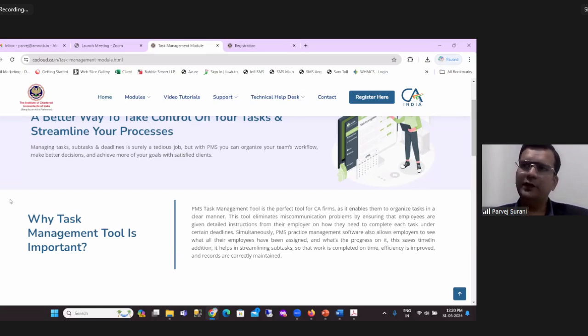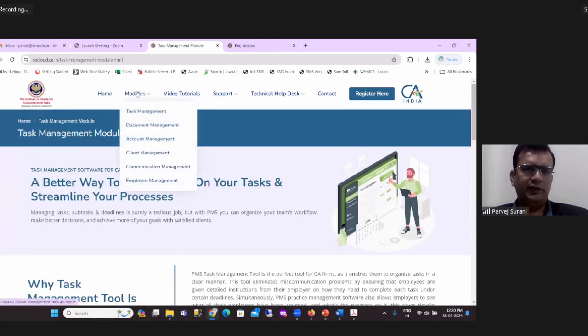Once you have defined it in the PMS system, PMS will automatically start that work and notify you that you have to do this task for these clients. And you can also track the employee timesheet, like how much time an employee has spent on a specific client task, what the task status is, and what the progress report is. So everything you can manage through task management.